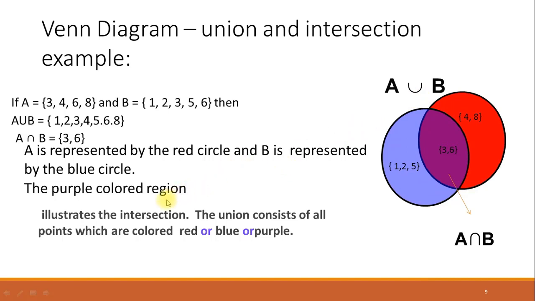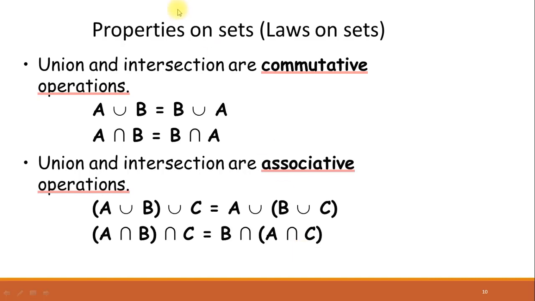So the purple color region illustrates the intersection, and the union consists of all points which are colored red or blue or purple. Now, some properties on sets, meaning laws on sets. The first law of union and intersection is the commutative law. Commutative law of union for two sets can be written as A union B is equal to B union A.